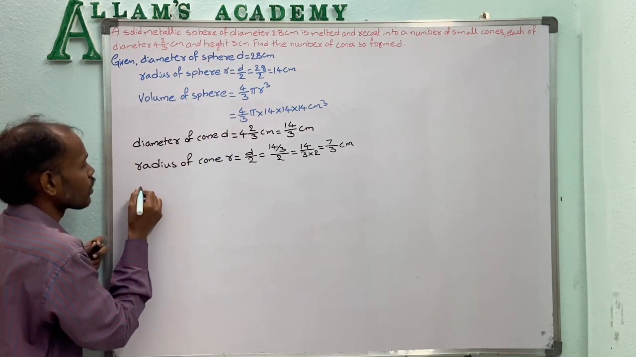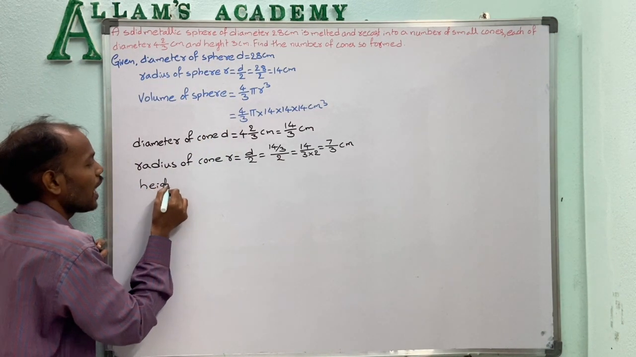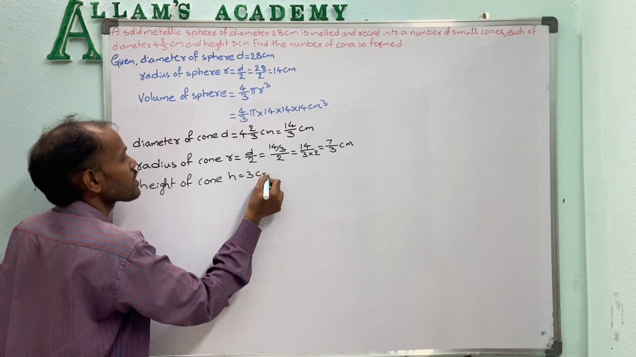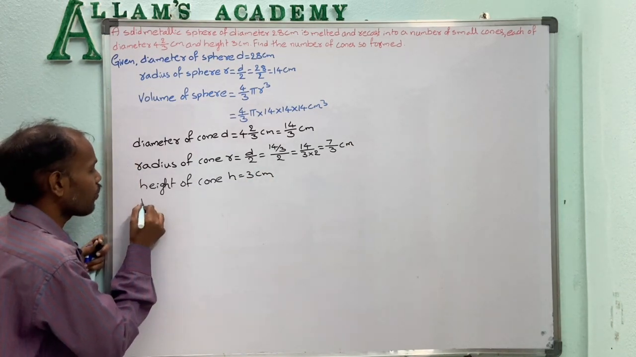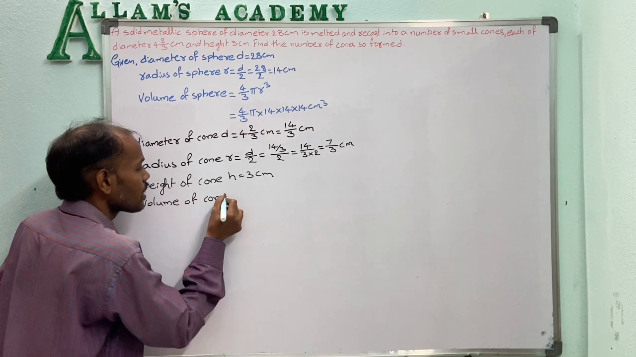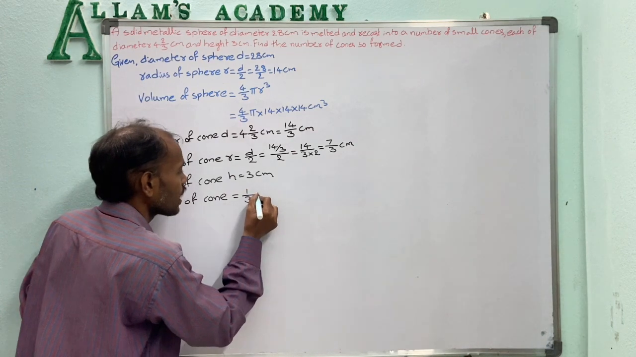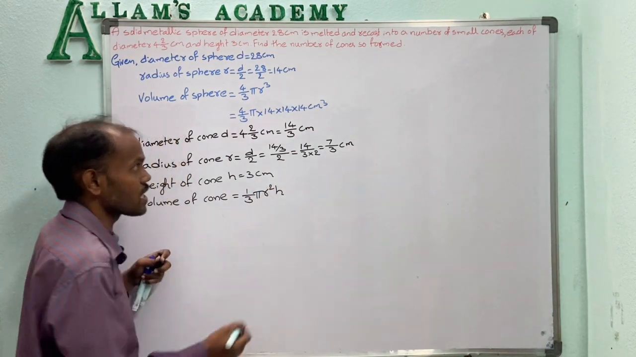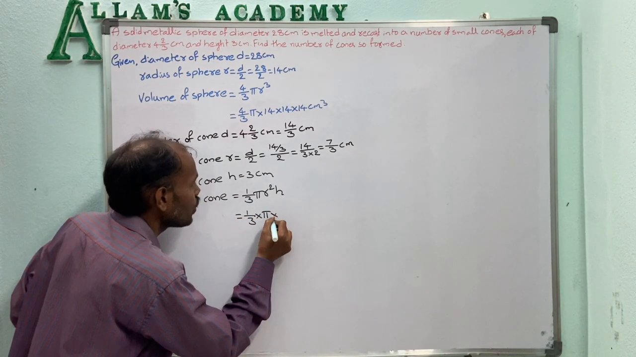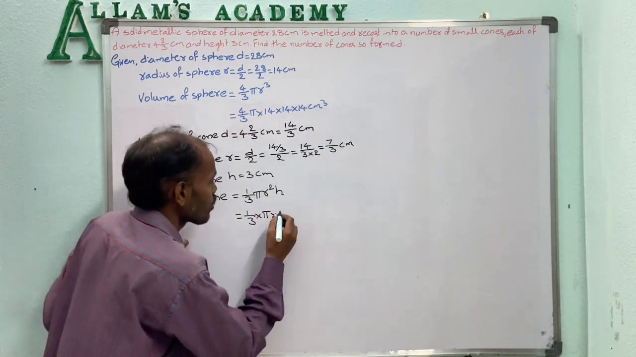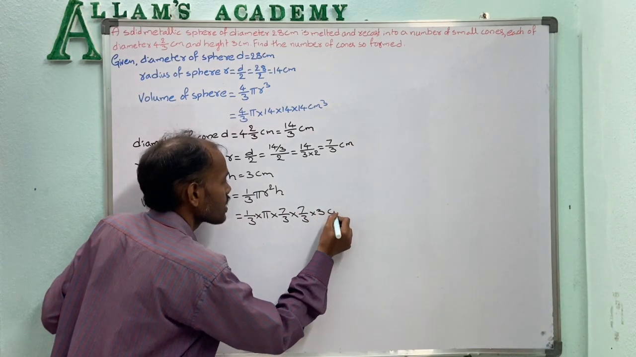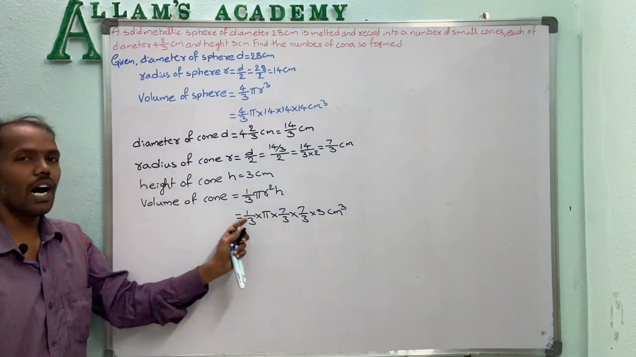Now the height of the cone is 3 centimeters, given. So now the volume of the cone is equal to 1 by 3 pi r square h, that is 1 by 3 into pi into r, whose value is 7 by 3. So 7 by 3 into 7 by 3 into h, 3 centimeter cube. It is the volume of the cone.